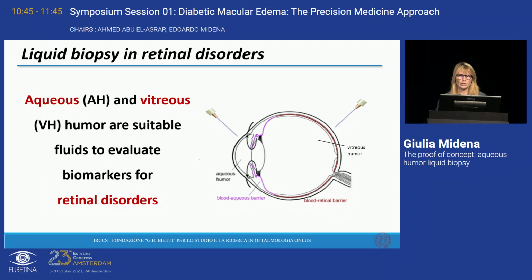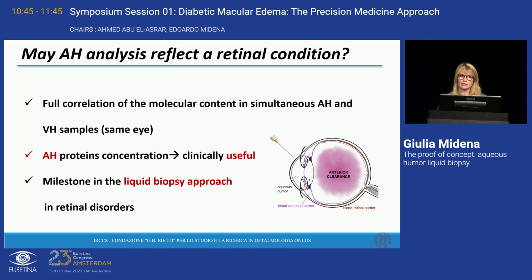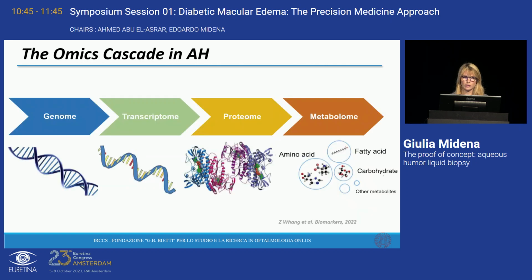But what about retinal disease? Aqueous and vitreous humors are suitable fluids to evaluate biomarkers for retinal disorders, and several studies have shown a full correlation regarding the molecular content, analyzing at the same time aqueous humor and vitreous humor. And the protein concentration in the aqueous humor is really clinically useful, and this represents a milestone in the liquid biopsy approach in several retinal disorders.